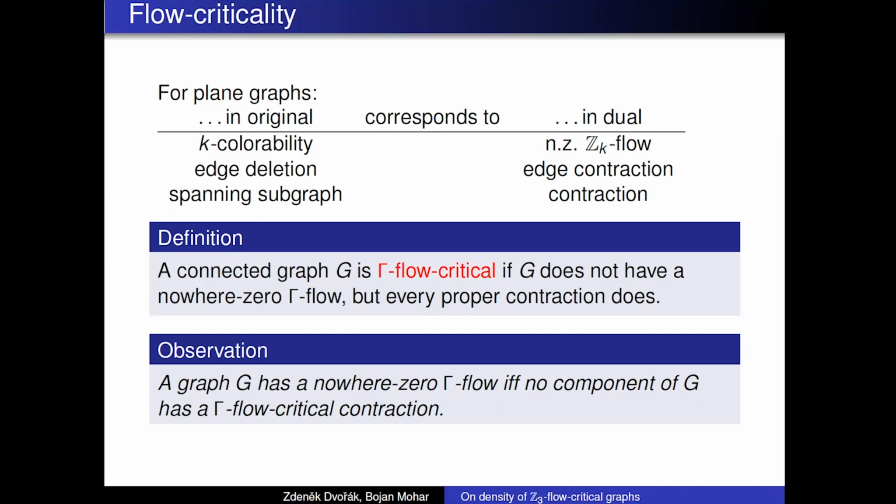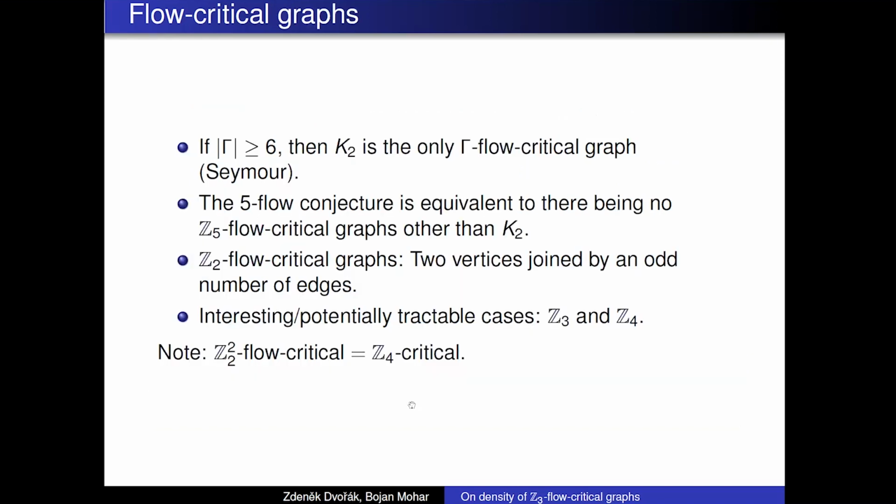So again, these Γ-flow critical graphs serve as obstructions to having a nowhere zero Γ-flow, although now using maybe a slightly more complicated notion of contraction. So it's somewhat harder to check whether your graph contains a Γ-flow critical contraction than it is to check that it contains some subgraph maybe. Okay, so what can you actually say about these flow critical graphs for various groups Γ?